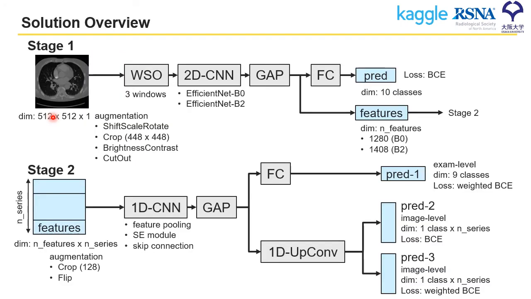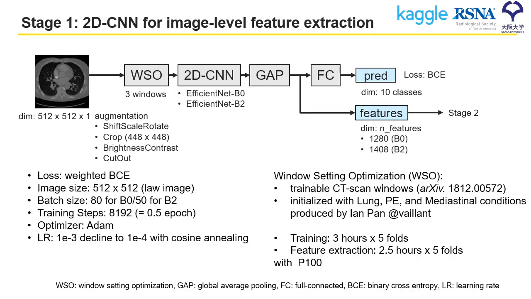Here is an overview of my solution. 2D CNN for image level feature extraction, and 1D CNN for exam level classification. In stage 1, I trained 2D CNN with trainable CT scan windows. I used EfficientNet B0 and B2 as a 2D CNN backbone.